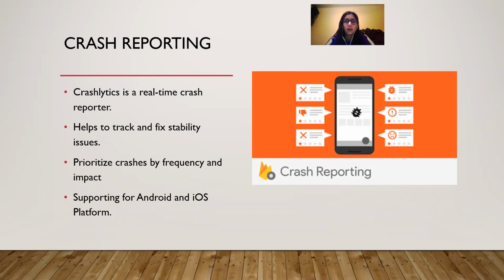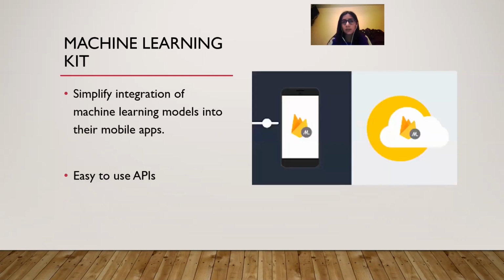Then crash reporting. Firebase also has Crashlytics, which is a real-time crash reporter, which tells the user where the problems are, where the crashes are, which helps to fix the stability issues. Moreover, it prioritizes crashes by frequency and impact. It also tells us which has more impact and which occurs more frequently so that we can handle that issue first. And it also supports both Android and iOS platforms.